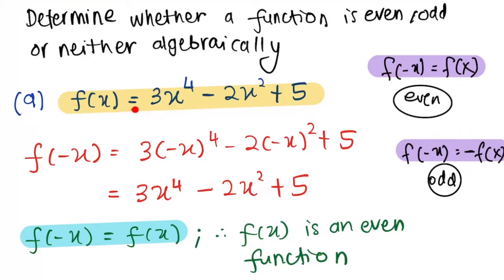Let's see this equation here. We have a polynomial. Let's substitute x with -x. Whenever you see x, substitute it with -x. At these two points, (-x) to the power 4 will be a positive number, x to the power 4. Minus 2 squared will again be a positive number, x squared. Now we can see that this answer is just the same as f(x). So let's conclude f(-x) is equal to f(x). Therefore, f(x) is an even function.